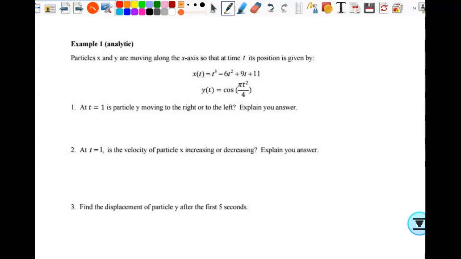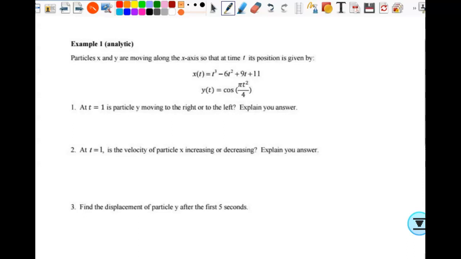All right, so we have particles x and y. They're moving along the x-axis. Same equations we just had, right? Okay, so it says at t equals 1, is particle y moving to the right or to the left? Now, what gives us direction? How do we decide if it's moving to the right or left? What part of this stuff tells us that?